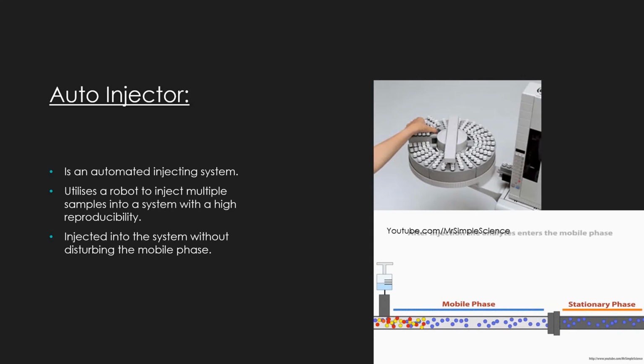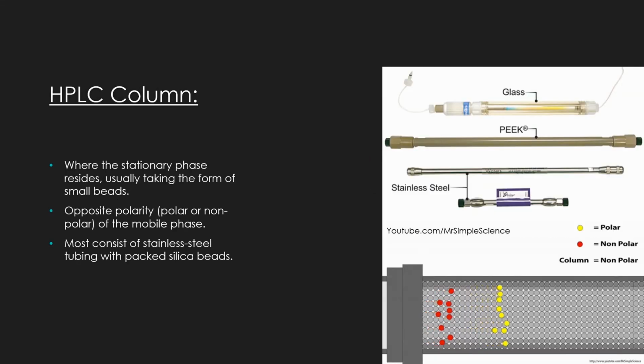The HPLC column is where the stationary phase resides, usually taking the form of small beads. Like the mobile phase, the stationary phase can be polar or nonpolar and will be the opposite polarity of the mobile phase. As the analyte travels through the column, it will either spend more time in the mobile phase or the stationary phase. This arises due to the different molecular interactions such as dipole-dipole interactions, van der Waals forces, and ion exchanges that occur between the phase molecules and the analyte molecules.